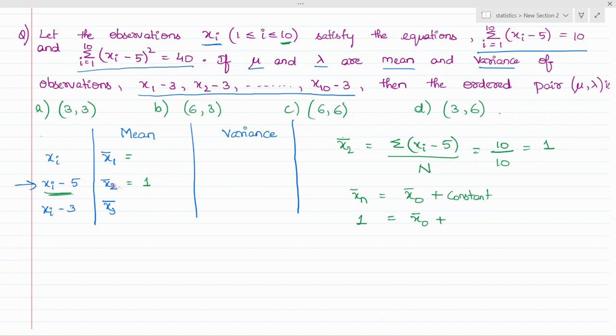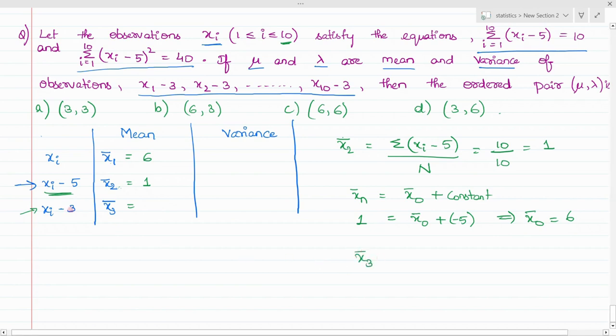And what's the constant value? That is minus 5. From this, you will get the original mean as 6. So, mean 1 is nothing but 6. Similarly, we need to find the mean 3. For the mean 3 also, a constant value is getting subtracted.